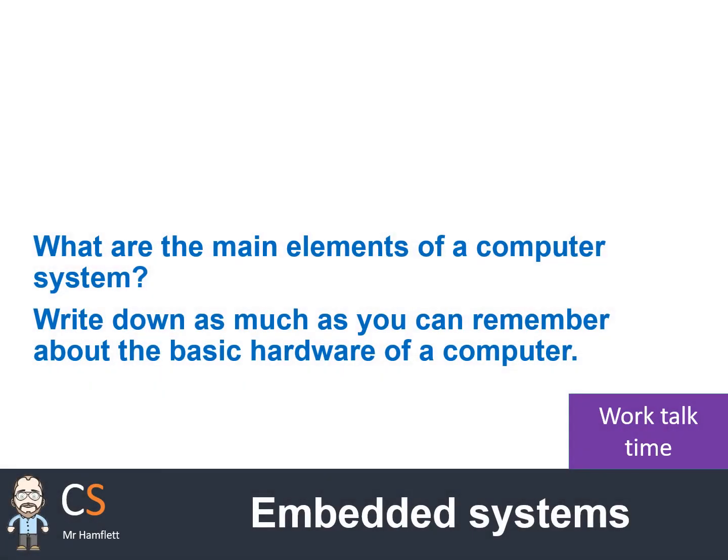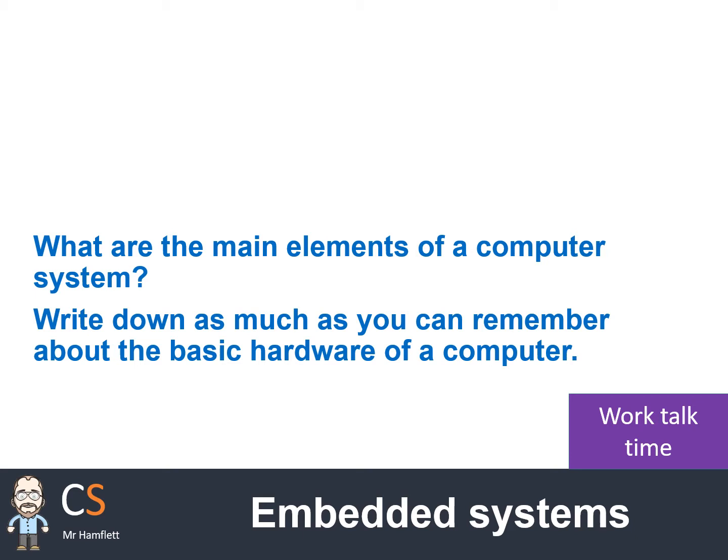Before really getting to the nuts and bolts of what an embedded system is, it's well worth revising what we mean by a simple von Neumann architecture. What I mean by that is, what does the CPU do? What does RAM do? What does ROM do? What do secondary storage devices do? And how do they all work together? So have a little recap over those ideas before moving into this lesson.